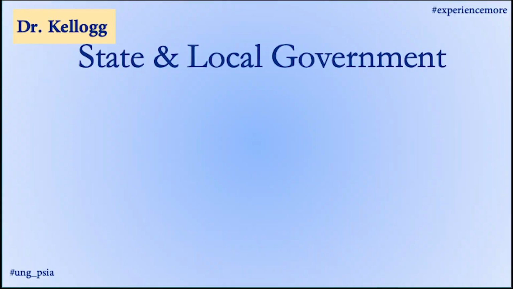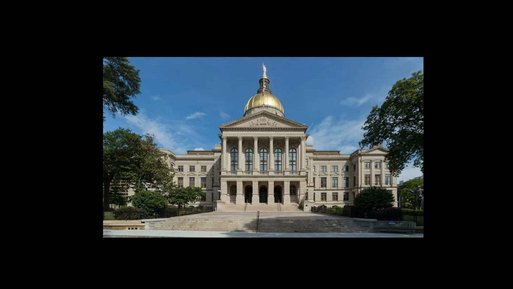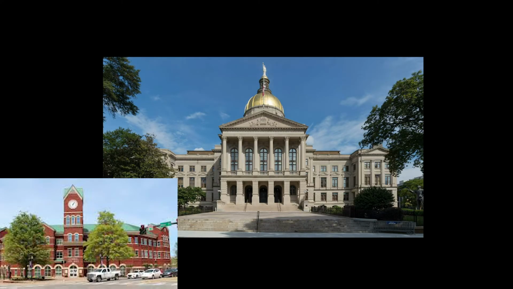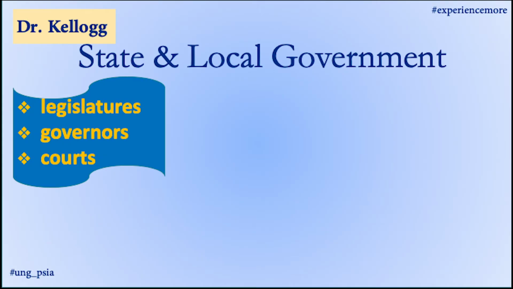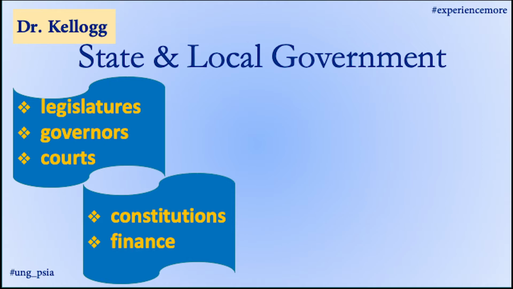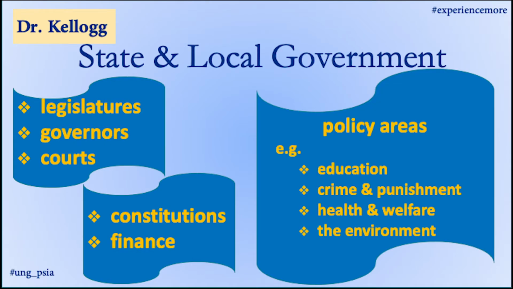During the fall semester, I teach 2 different elective courses, which are offered every other year. The first is state and local government. In this class, we look at many of the same topics as we do in traditional government courses, but do so through the lens of state and local governments. So we cover topics from legislatures, governors, and courts to constitutions, finance, and then specific policy areas such as education, crime and punishment, health and welfare, and the environment.